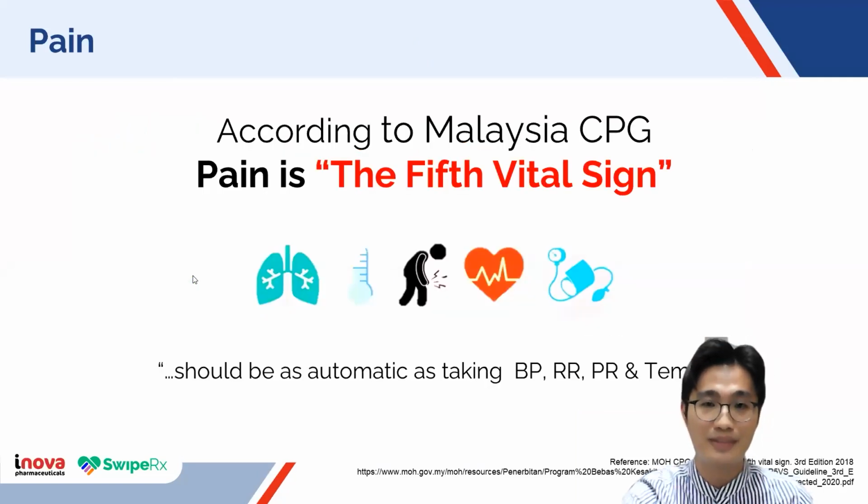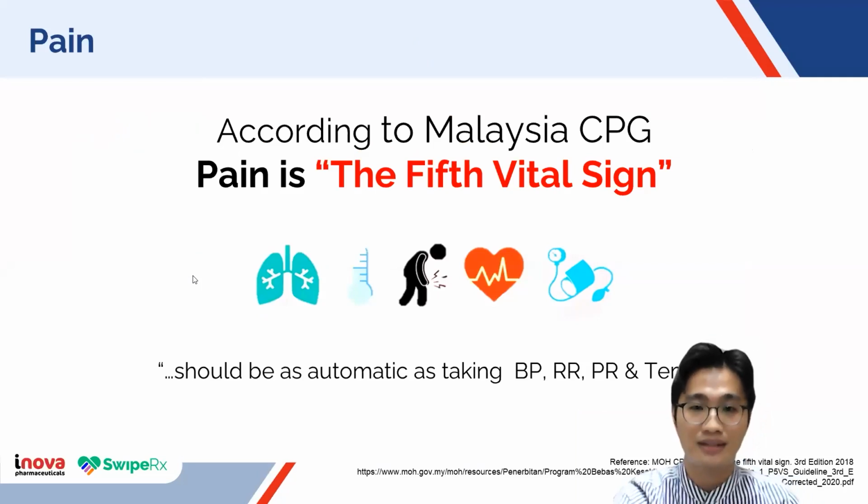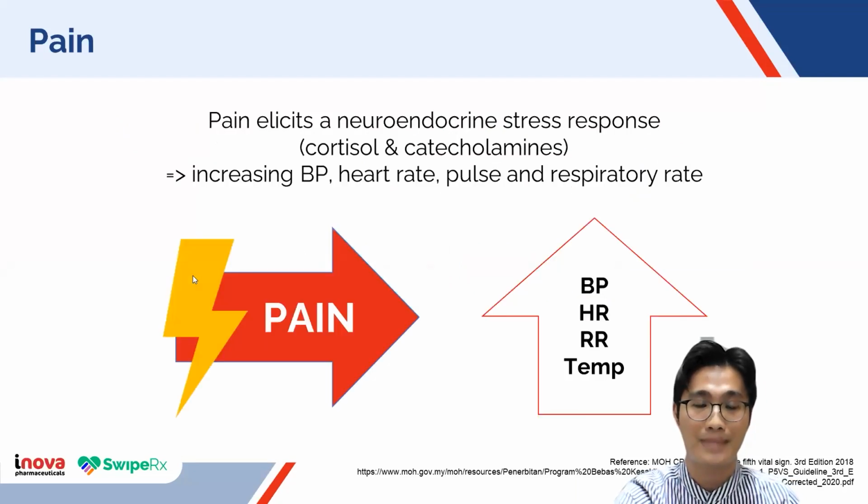According to Malaysia's CPG, pain is actually the 5th vital sign, which means that it should be taken automatically when a patient is admitted, just like you take the blood pressure, respiratory rate, pulse rate, and also the temperature. When you have pain, it will actually elicit a neuroendocrine stress response and release cortisol and catecholamine, which in turn increase your blood pressure, your heart rate, your pulse rate, and also your respiratory rate.